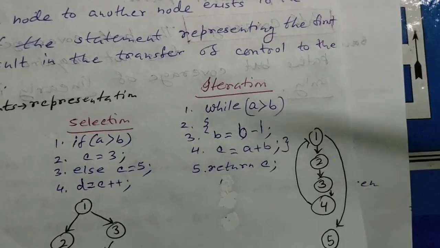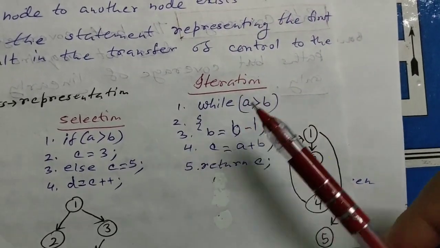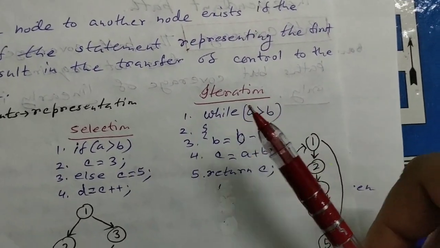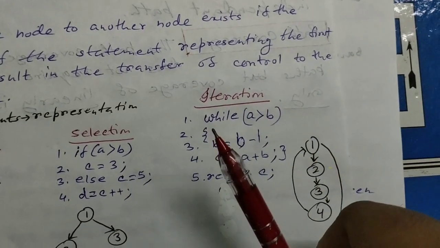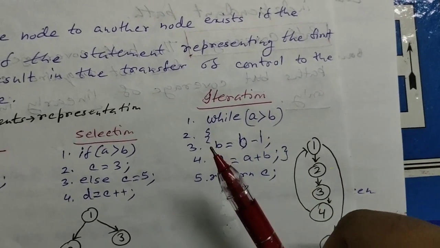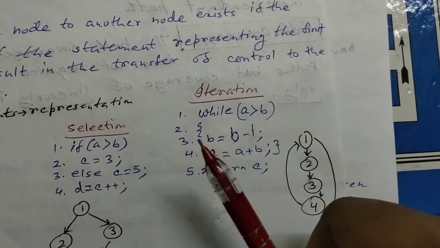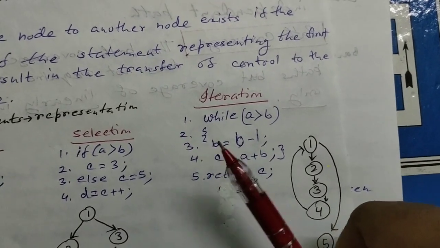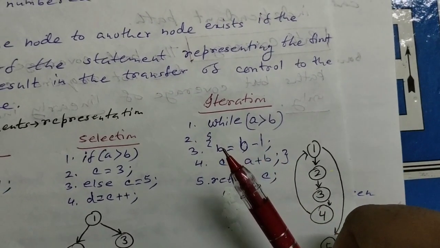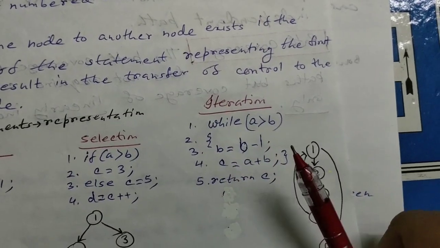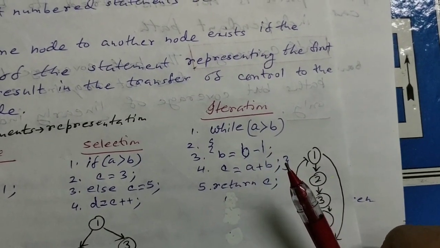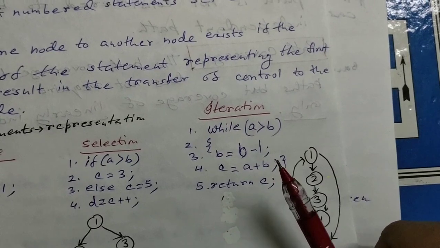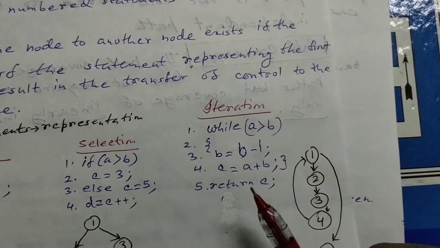Iteration can be represented by this. Maybe there is a while loop, and as you know, while loop is the entry control loop. So while a greater than b, then the block is started, the body of the loop is started, then b equals b minus 1, c equals a plus b, and then the body of the loop ends here. Okay, so it is the end of the loop, and after that return c.